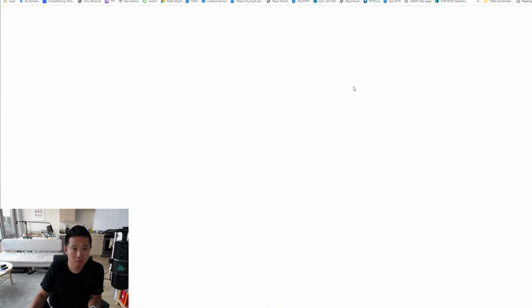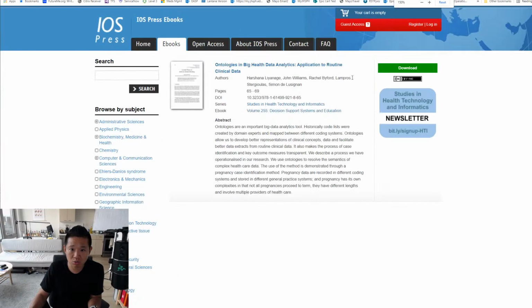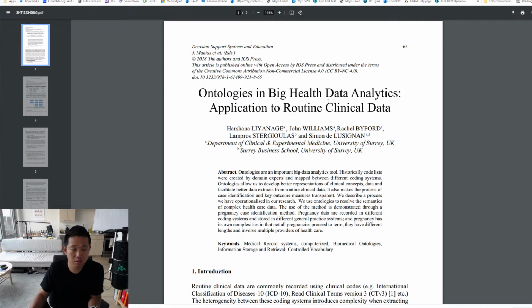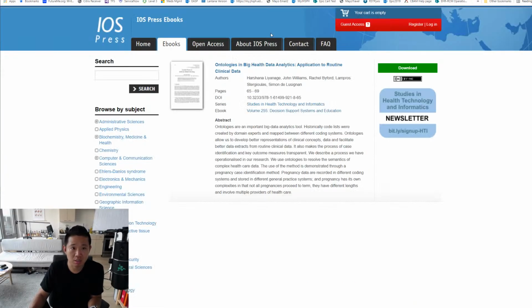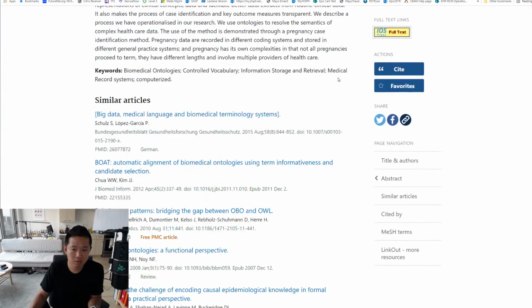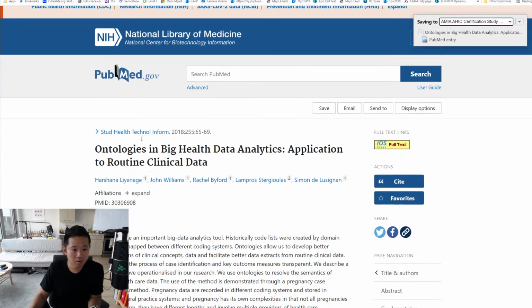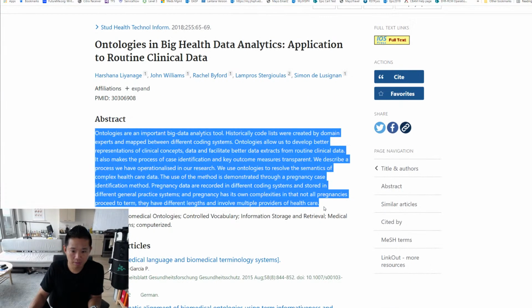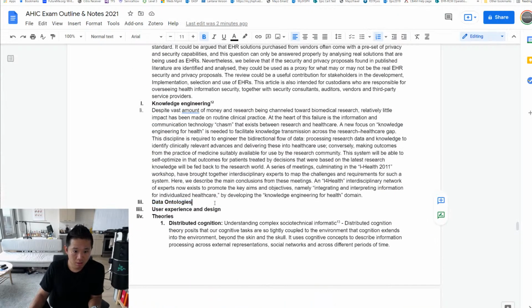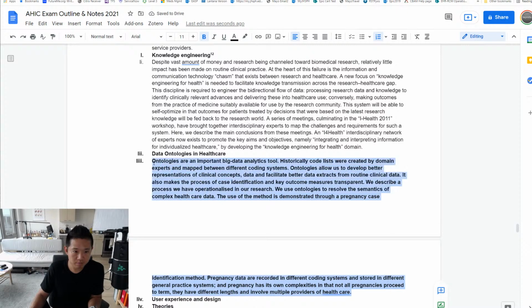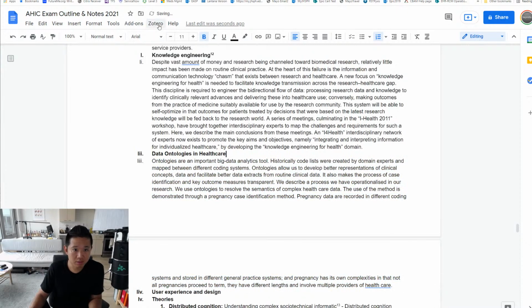This is perfect. I think these are one of the things that I don't have access to. Let's see. Oh, maybe you do. Yeah, they do. Nice. Okay. Let me go ahead and cite this. Data ontologies in healthcare. Paste without formatting. Go ahead, cite. Oops.